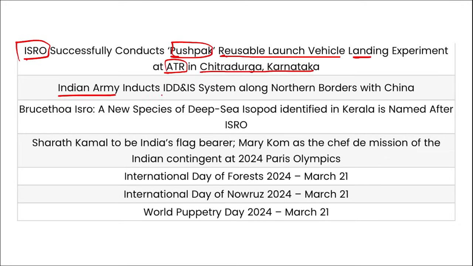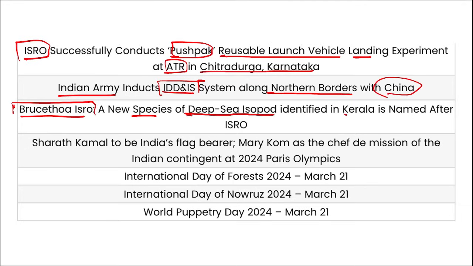Then Indian Army inducted IDD and IS system along northern borders with China for protection. Then Brucey Thuau ISRO, this is the name of the new species of deep sea isopod identified in Kerala and has been named after ISRO.